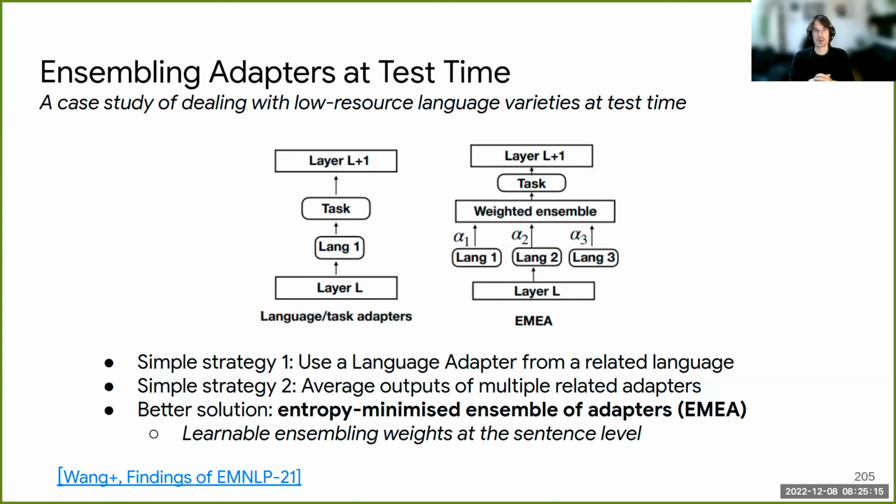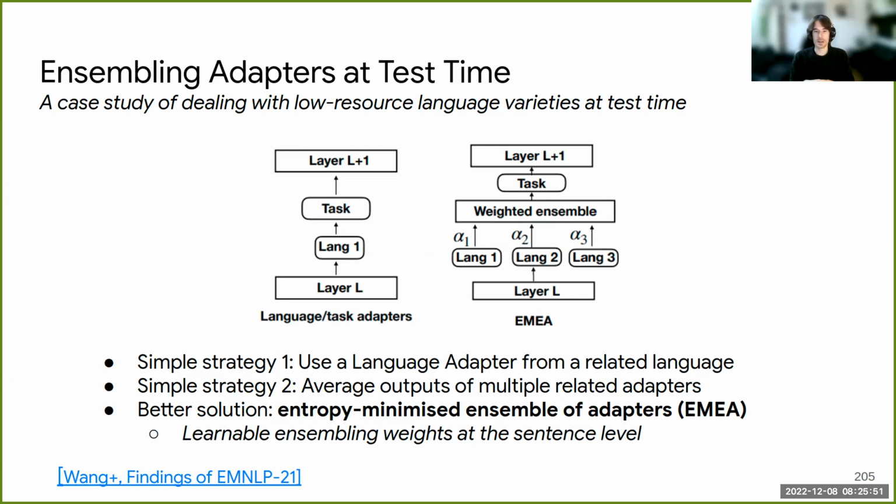Another idea is also doing some sort of ensembling at test time. What happens if we have a low resource language? We have a bunch of language adapters trained for other languages, and then we're trying to mix and combine them and get better performance for that low resource unseen language. So we can try out different strategies, like just using a language adapter from a related language. This works to a certain extent, or we can average outputs of multiple related adapters where we again select them based on some criteria of language proximity, or we can do something even smarter.